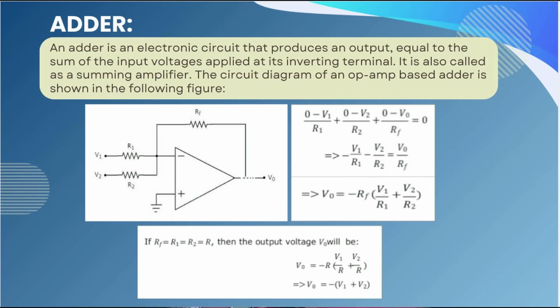And note that the output voltage V0 of an adder circuit has a negative sign. That means there is a 180-degree phase difference between the input and the output. So the equation for the adder circuit is output voltage V0 equals minus (V1 plus V2).